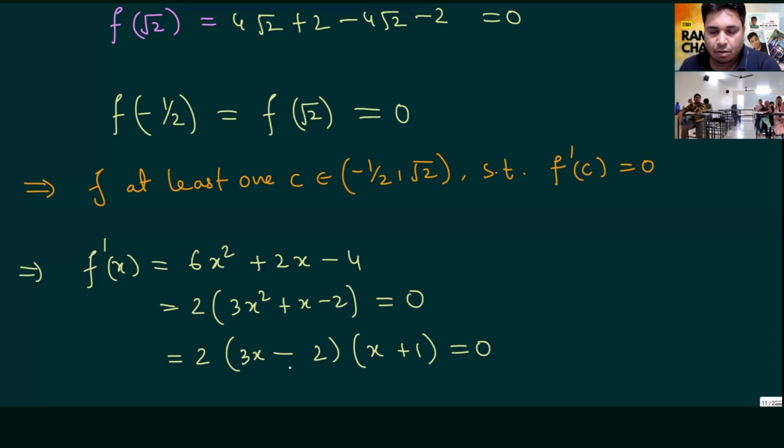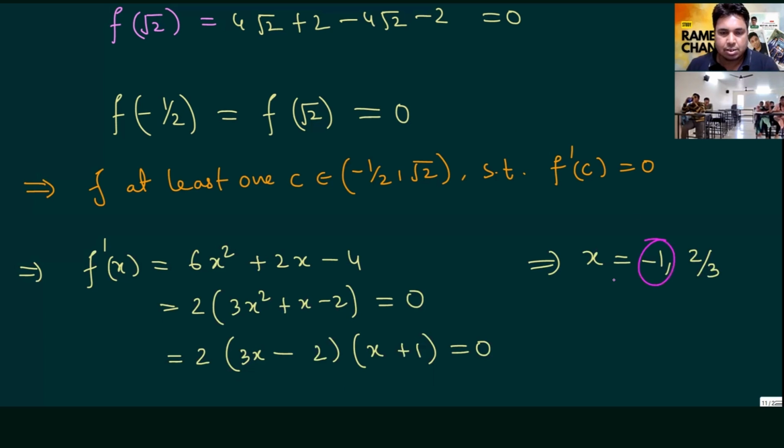Yes, sir. You can also have factors of it, but we just guess 3x minus 2 and x plus 1. So it comes to minus 2 and 3x square minus 2x plus 3x. Is that perfect? So now you can see where this f dash x becomes equal to 0. So you can see x equal to minus 1 and 2 by 3.